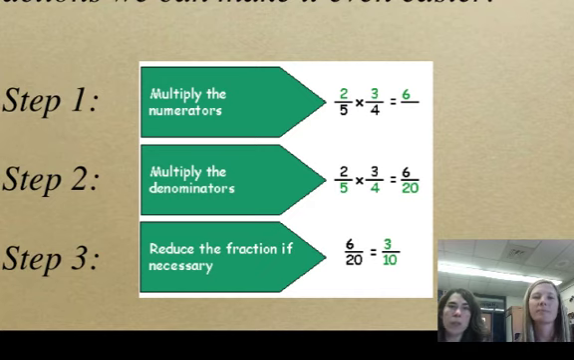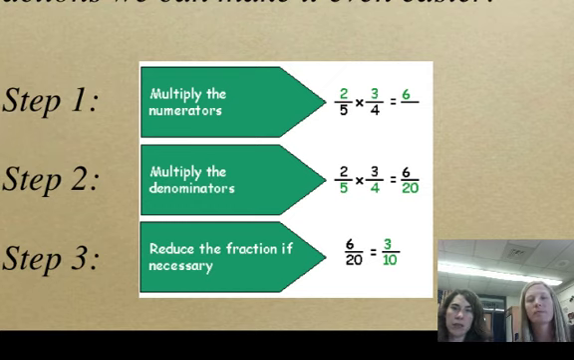So, step 1 is you just multiply the numerators. In the example here, you'll notice 2/5 times 3/4, the numerators are in green because you're just multiplying across. 2 times 3 equals 6. Then step 2, you multiply the denominators. Once again, the denominators now are in green. 5 times 4 equals 20. So now we have our answer already, 6/20.